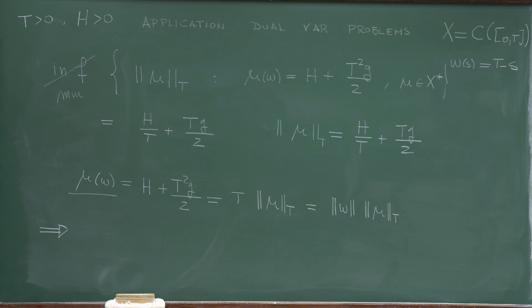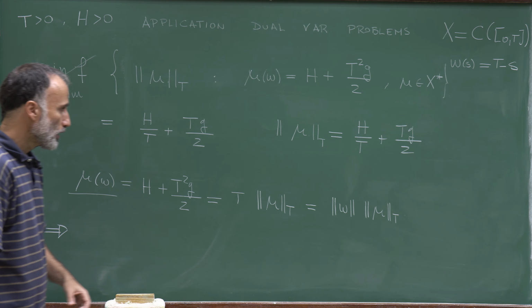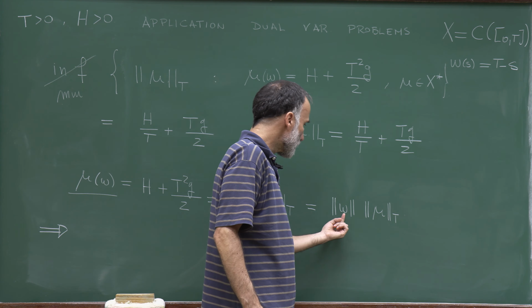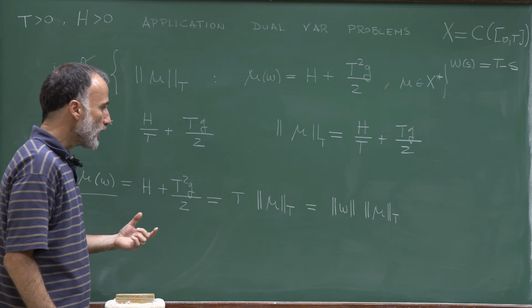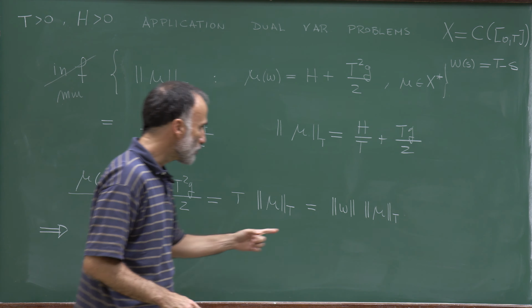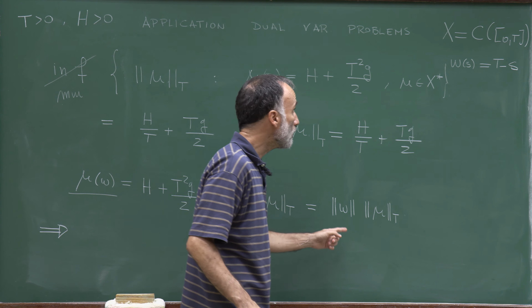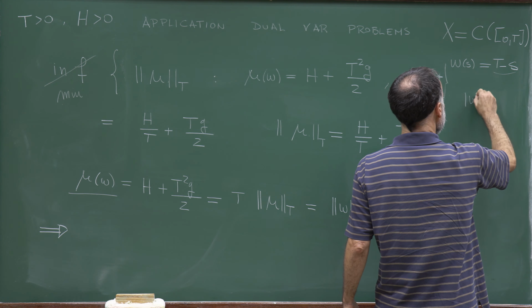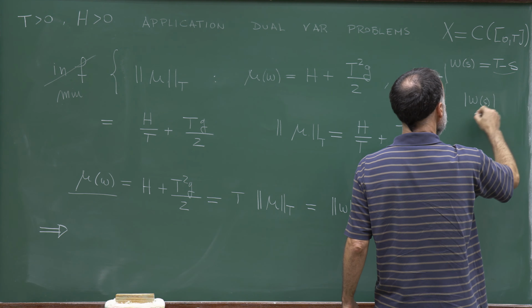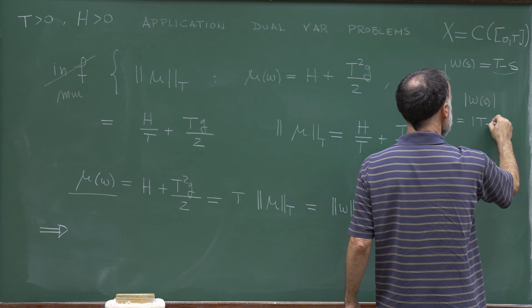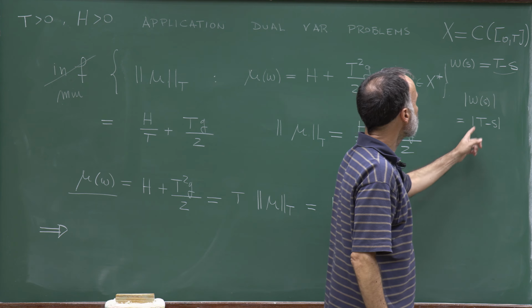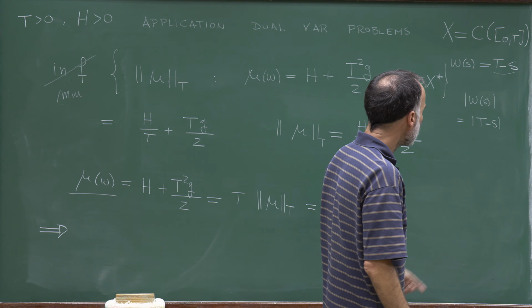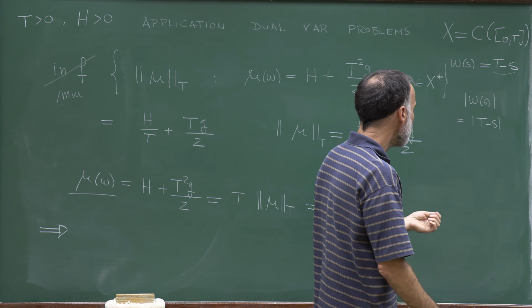And we proved a lemma which tells us that, in this case, you consider the continuous function w, and you look at the number of points at which w attains its maximum. So here is the function: the modulus of w is equal to the modulus of t minus s. And this function in the interval 0 to t attains its maximum at s equal to 0.